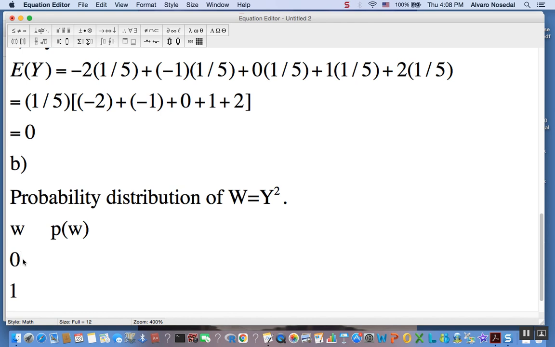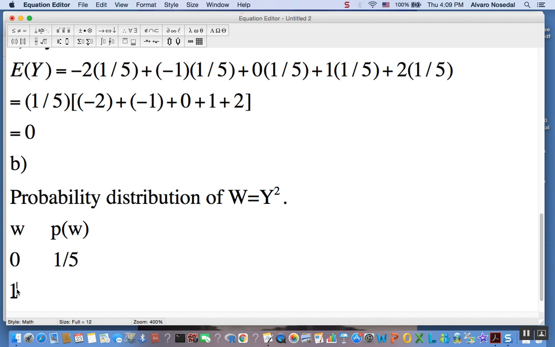Remember, a probability distribution is just the list of possible values with the corresponding probabilities. So the probability of observing W equals 0 is the same as the probability of Y being 0. If Y equals 0, then Y squared is going to be 0, and that happens with probability 1 over 5. So we have 1 over 5 here.